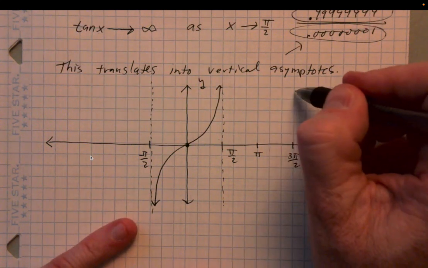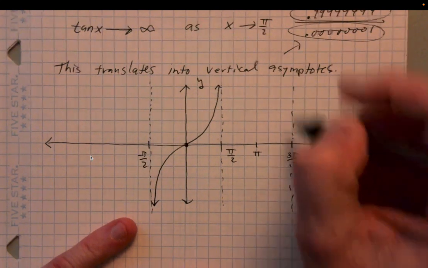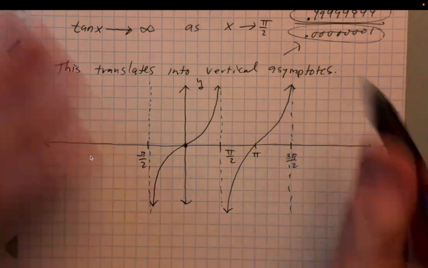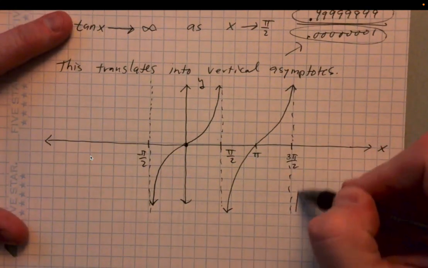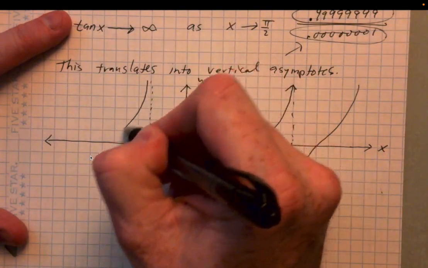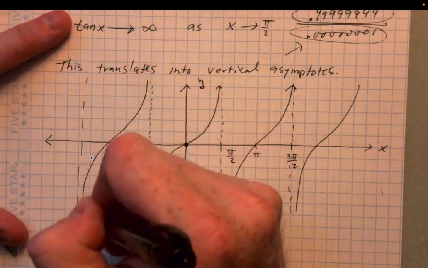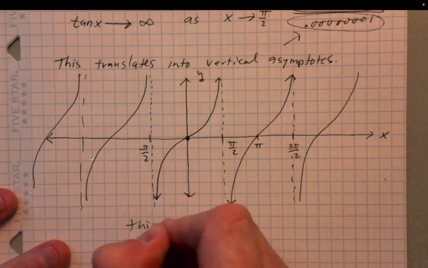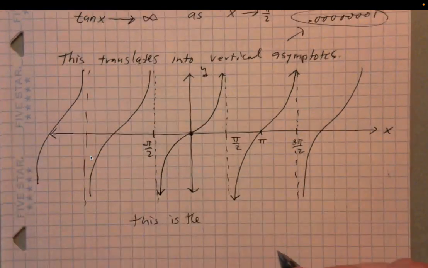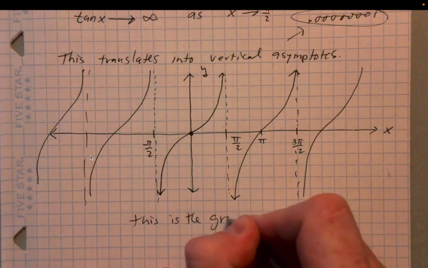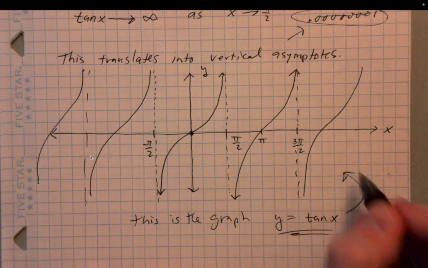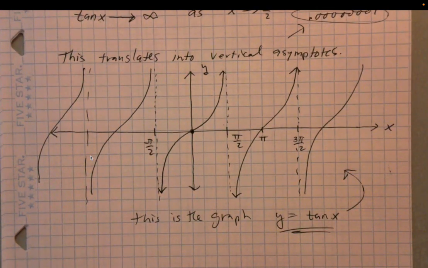Okay, so it actually repeats this indefinitely on either side of the graph. And so you'd have another one over here, and you have another one here. More asymptotes. So this is the graph of tangent of x. This is the graph of y equals tan x. Very strange function, very strange graph.